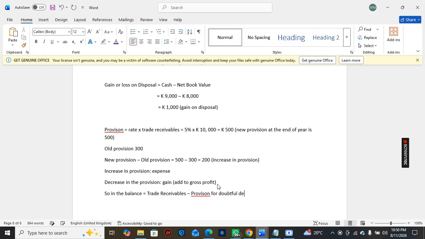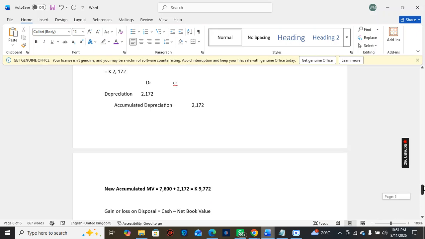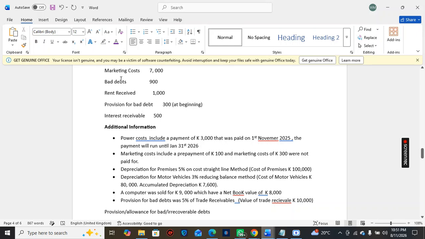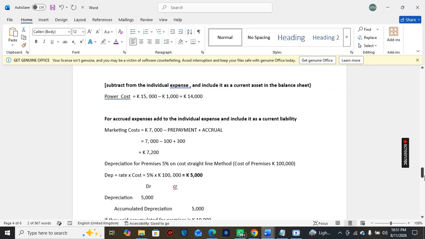Provision for doubtful debts minus also bad debts. Bad debts, this is money you're certain you're not receiving. Probably the person passed away, their business closed, or they just ran away with the money and you never see them again. So bad debts we have already been given in our question here: bad debts 900. This is money we know. The provision, this is money which we're estimating.